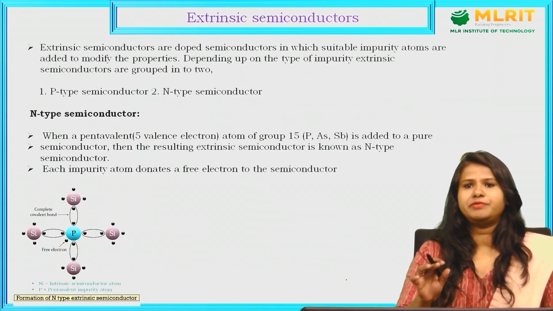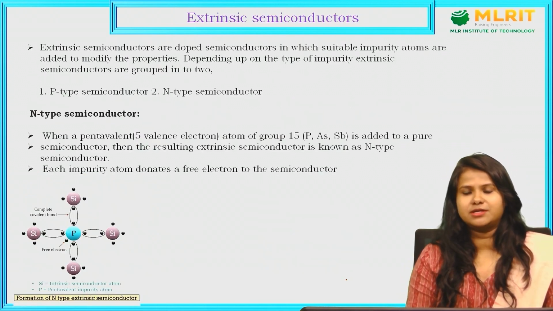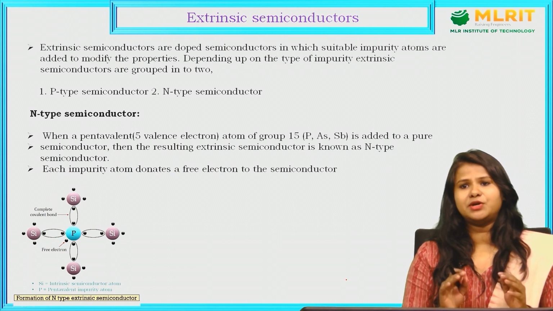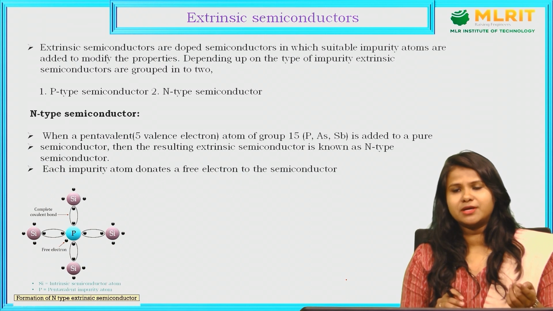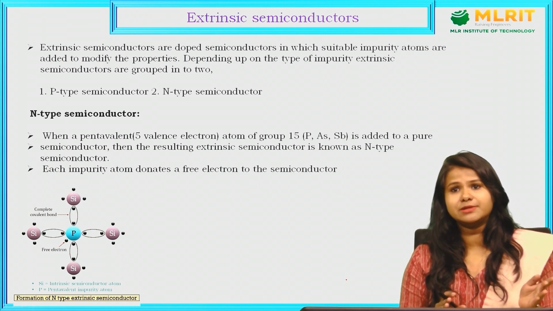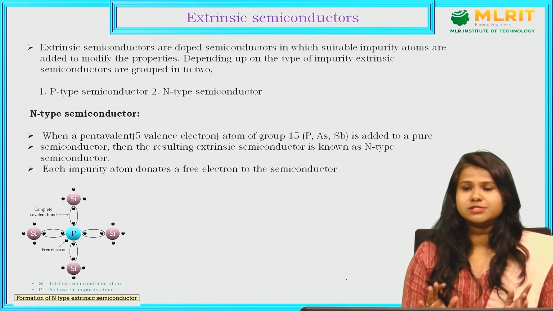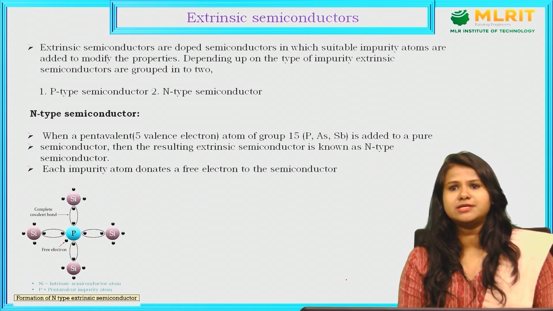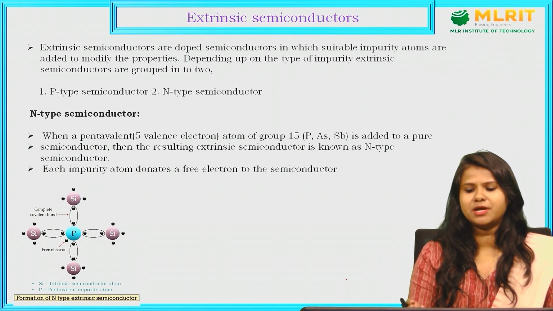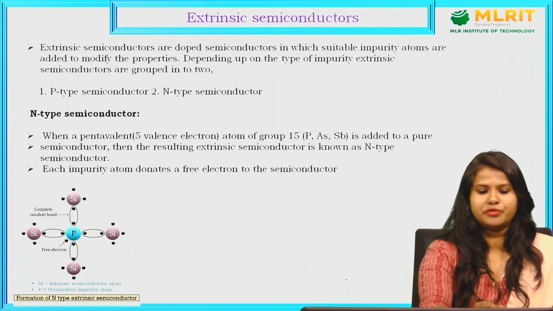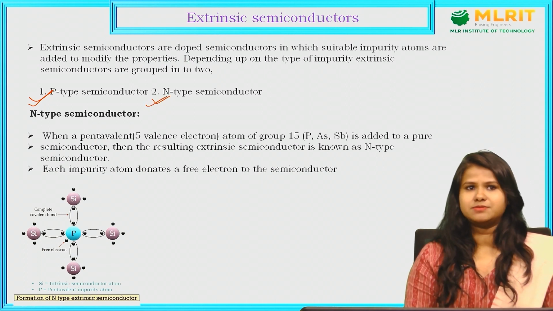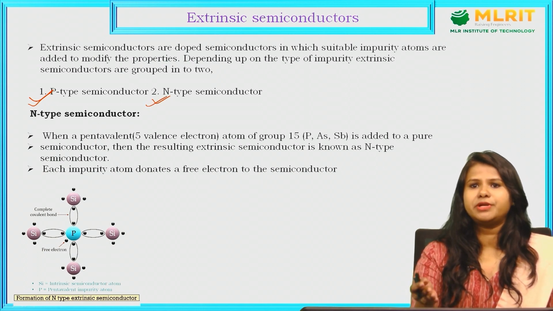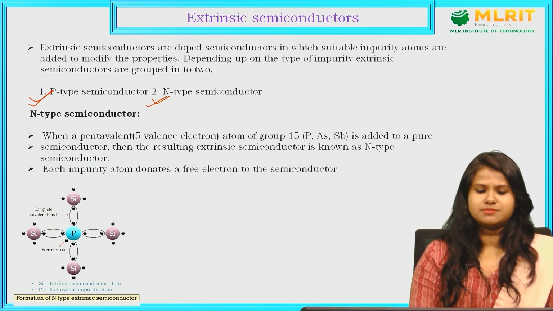Next, we will go to the extrinsic semiconductor. I told you that an intrinsic semiconductor is the pure form of semiconductor. An extrinsic semiconductor is what? If we add some impurity to any pure semiconductor, then we get an extrinsic semiconductor. Extrinsic semiconductors can again be divided into 2 categories: one is the p-type semiconductor and the other is the n-type semiconductor. First we will go into details for the n-type semiconductor.